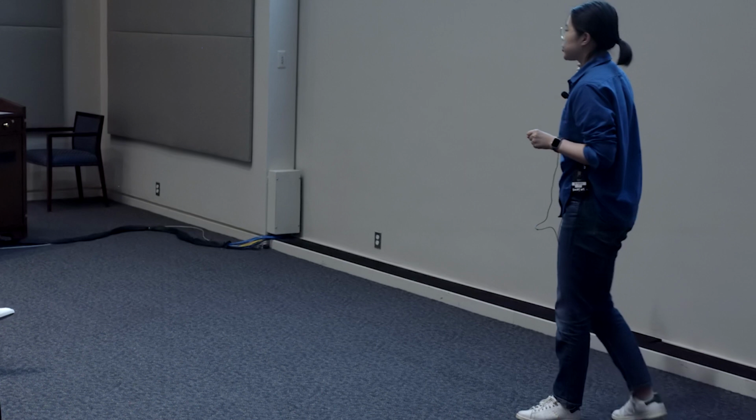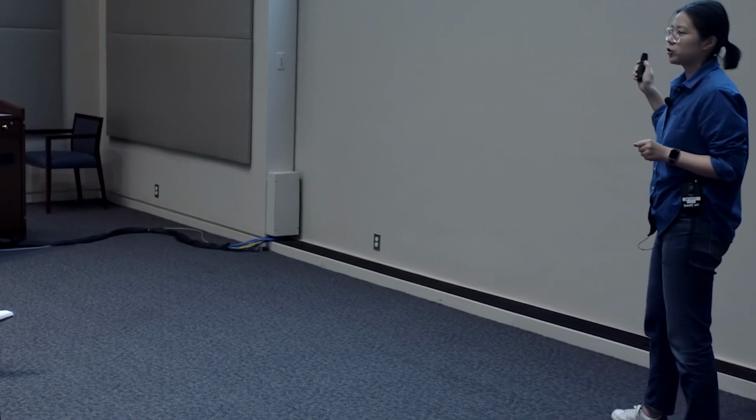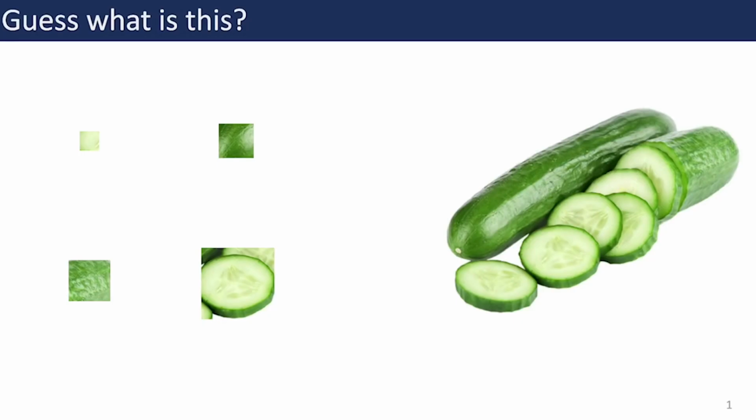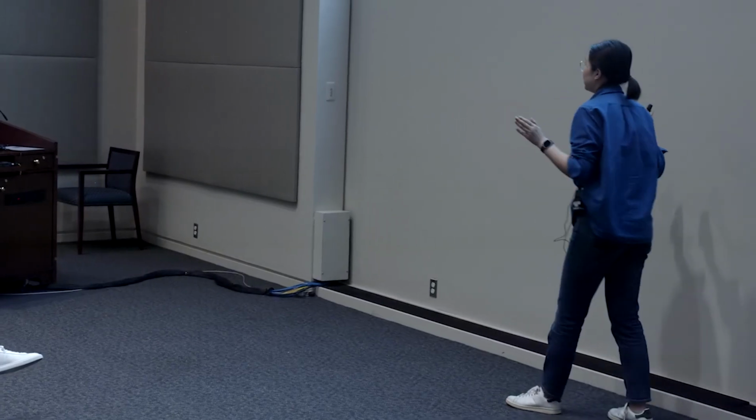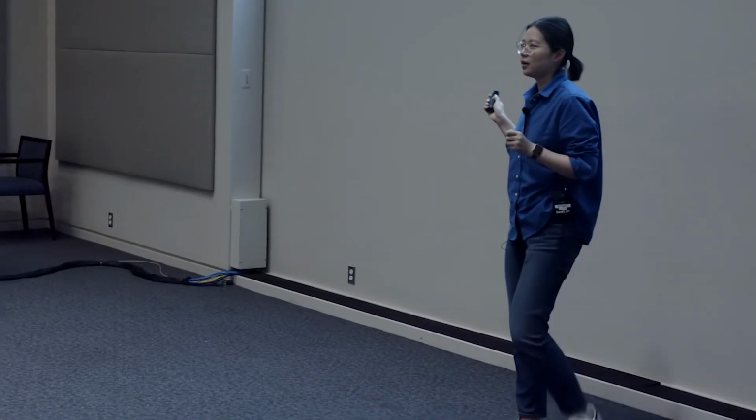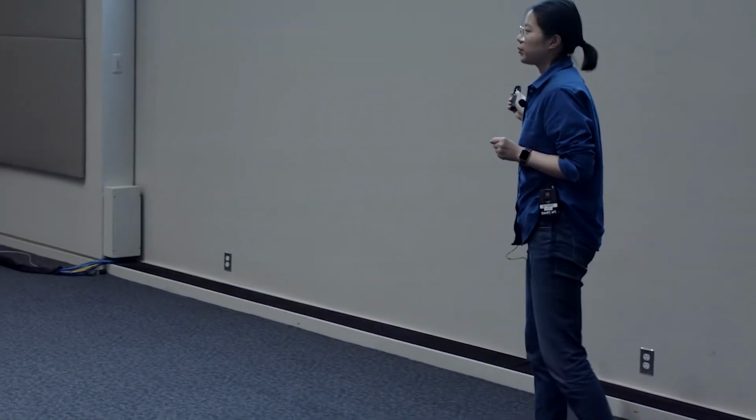So all these four small pieces of images are extracted from this large cucumber image. And here comes the question. What is the difference between these two that makes you recognize the object is a cucumber in one but not in the other? It's the size. So why is a good size so important?